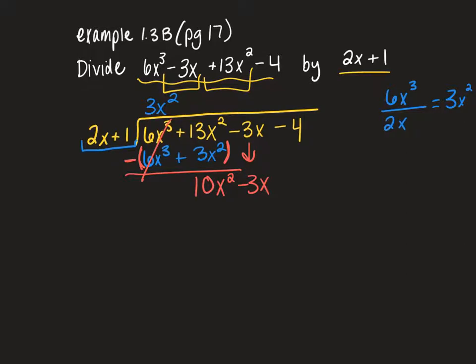All right, now we're going to repeat our process. So we're going to take our 10x squared and divide it by our 2x. Right, so we're going to take what we have here, divide it by the 2x in front. So you're always going to divide by whatever term you have first. So 10x squared divided by 2x is 5x. So we're going to do a plus 5x here. Now we're going to take our 5x and multiply it by everything in front. So 5x times 2x is 10x squared.